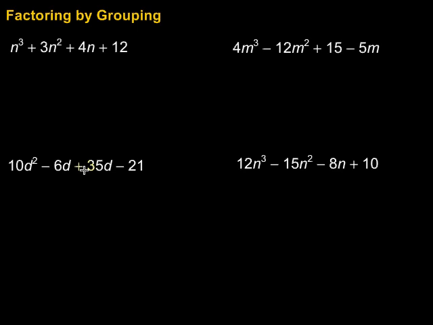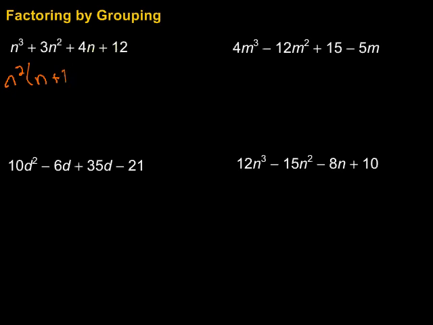So let's take a look at how that works out here. In this first one, I want to see what I can pull out of n cubed and 3n squared. Well, what do they have in common? They don't have any numbers. There's no coefficient here. It's just a 1. So I can't take any number out, but there's 3 n's being multiplied here, 2 n's being multiplied here, so I could take an n squared out, and that's going to leave me with n cubed divided by n squared is n, and then 3n squared divided by n squared is going to be plus 3.